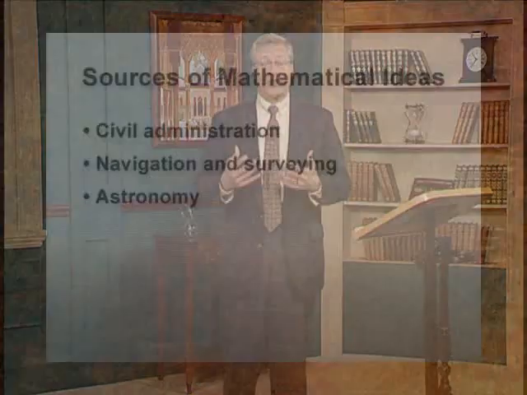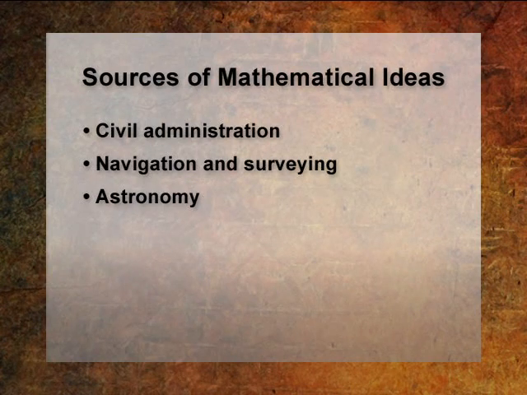In this lecture, we're going to look at Chinese mathematics, taking it up roughly to about 1300 AD. In my very first lecture, I talked about different sources of mathematical ideas, one of which is civil administration, another is navigation and surveying, and the third is astronomy. And as I said, all of these come into play in all of the great mathematical cultures, but different ones come to the fore in different cultures.